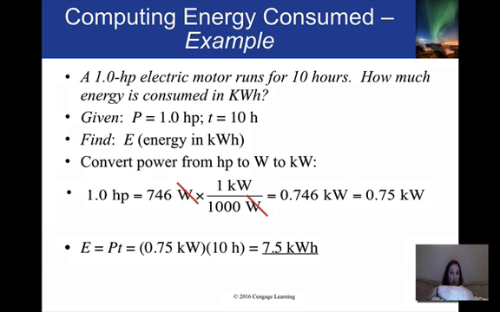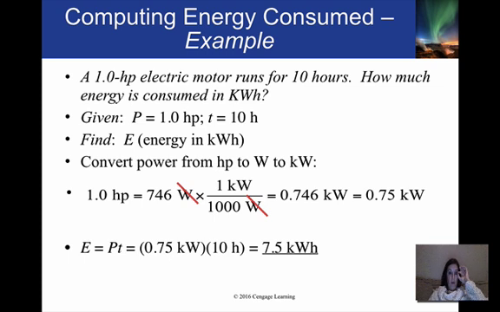A 1 horsepower electric motor runs for 10 hours. How much energy is consumed in kilowatts per hour? So our power they give us is 1 horsepower. The time they give us is 10 hours. Find energy. Energy in kilowatts per hour.